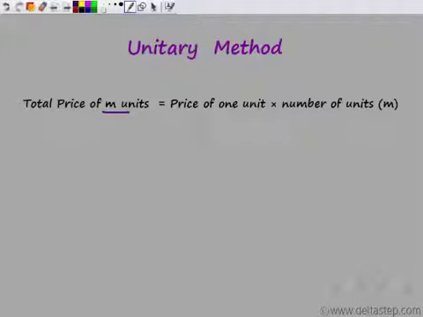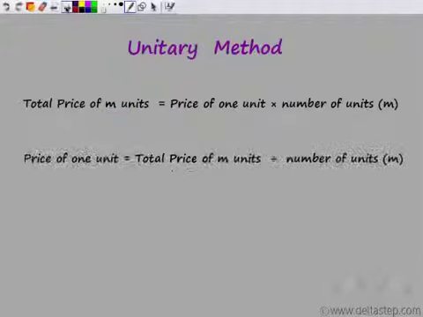Similarly, you can find the price of 1 unit also. The price of 1 unit would be the total price of m units divided by the number of units. So this is how you can use the unitary method to find either the total price when you know the price of a unit, or the price of 1 unit if you know the total price and the number of units which comprise that cost.